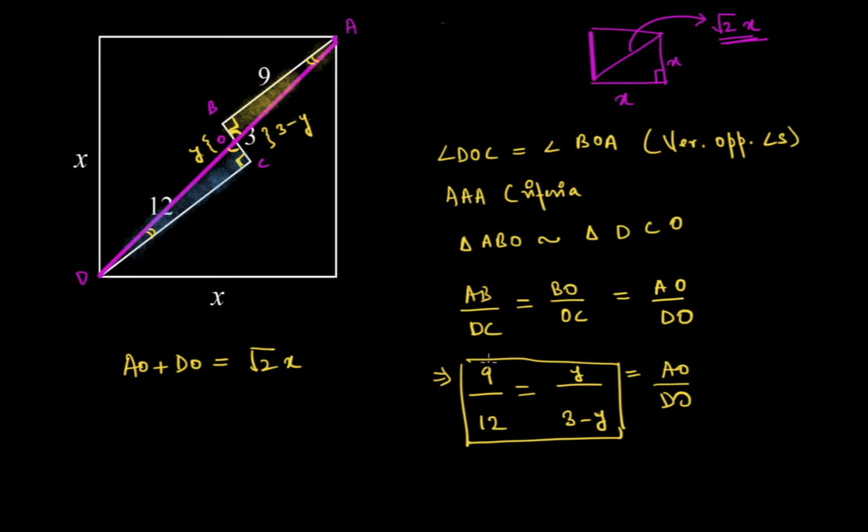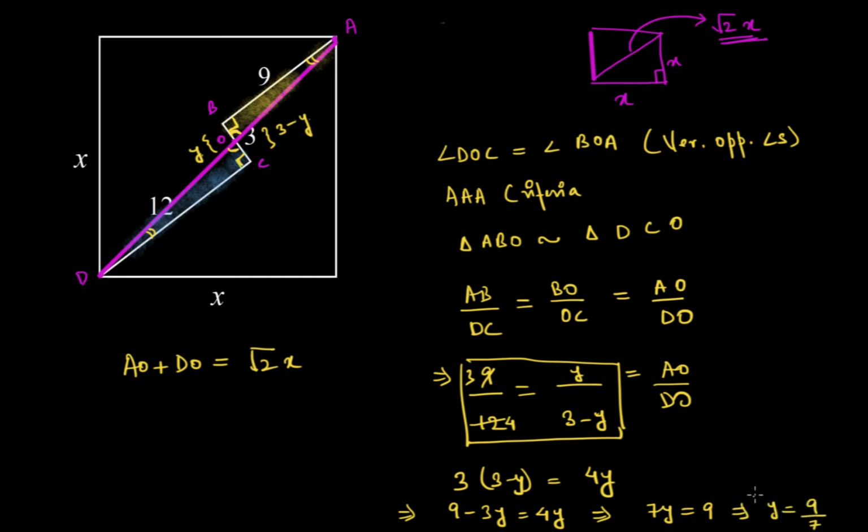Let's do that. So 9 upon 12, we'll divide numerator and denominator by 3. So 3 3s are 9, 3 4s are 12. On cross multiplication, I can write it as 3 times 3 minus y is equal to 4y. This means 9 minus 3y is equal to 4y, which gives us 7y is equal to 9, which means y is equal to 9 upon 7. The value of y is 9 upon 7.